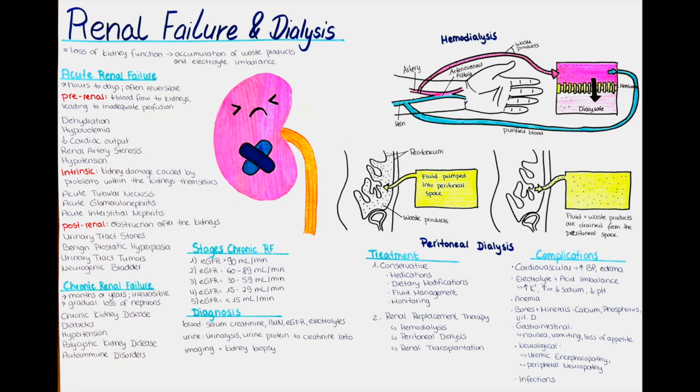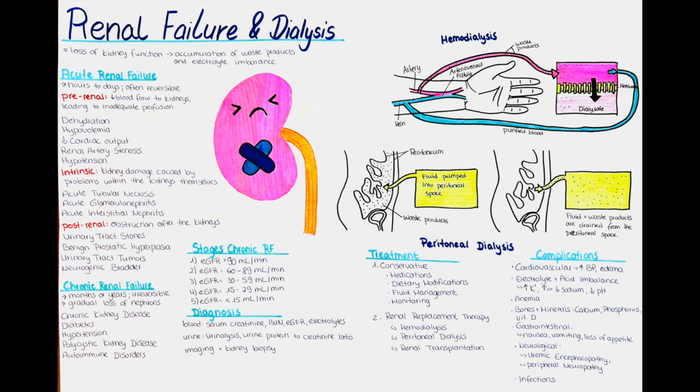Another cause is acute glomerulonephritis. Glomerulonephritis is inflammation of the glomeruli, which are the filtering units of the kidneys. It can occur as a result of various immune-mediated conditions, infections, or autoimmune disorders, leading to impaired kidney function.